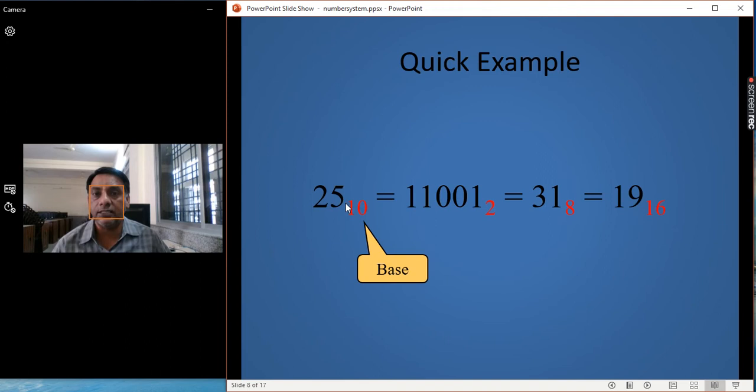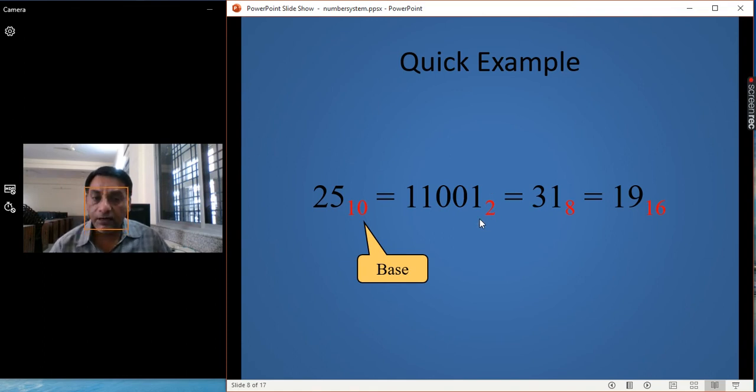You can see in a quick example, suppose 25 is the decimal number, and this decimal is converted into a binary number, then converted into an octal number, then finally converted into a hexadecimal number. So how can you understand which number system it is? That is represented by its base value. Suppose we write 25 here, it is very difficult to understand which number it is. Is it decimal or octal? But if we put the base value 10, it clearly indicates that this number is a decimal number.